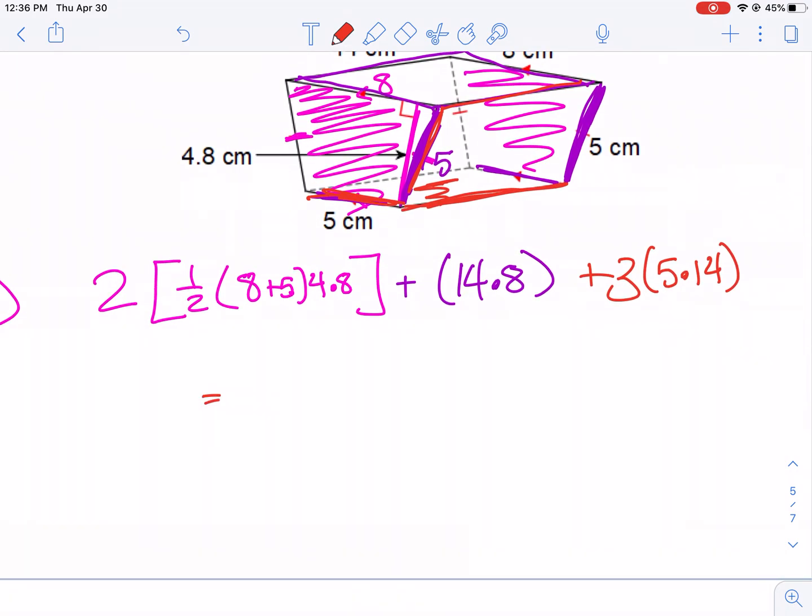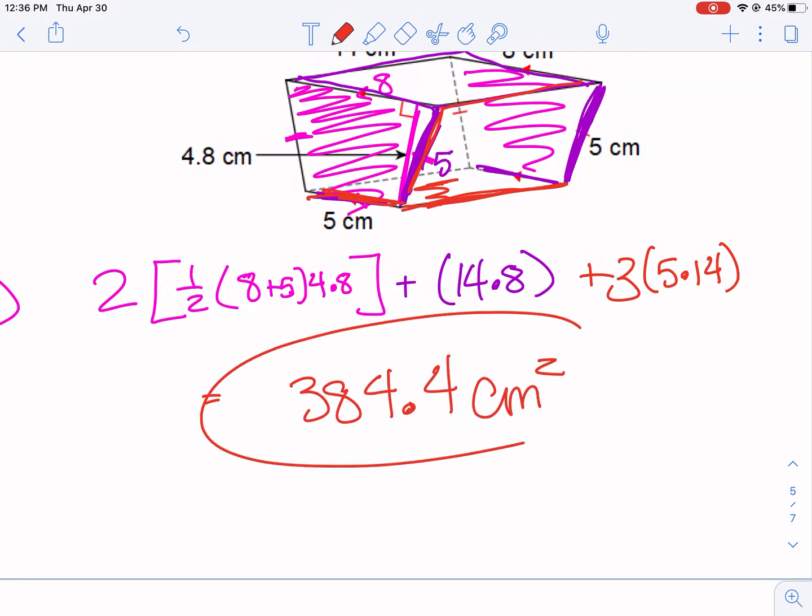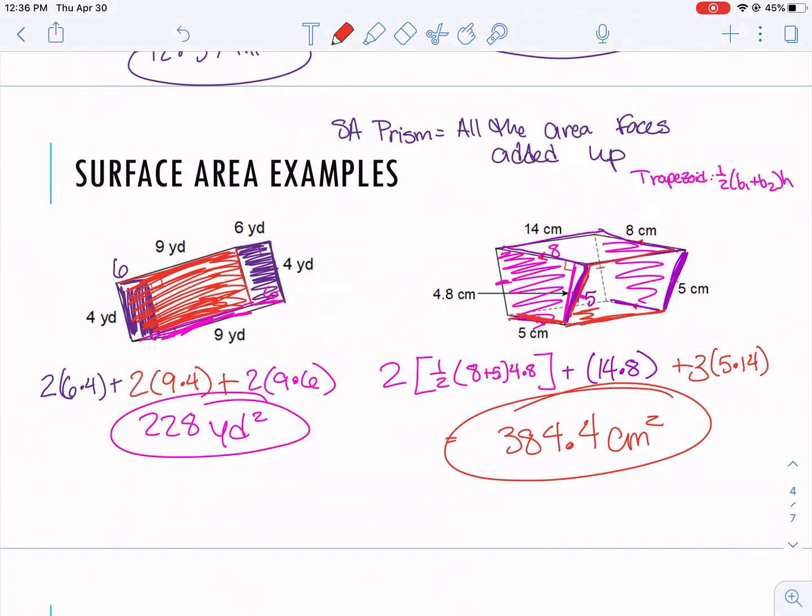So then I'm just gonna type this in all at once into my calculator. Times 4.8 plus 14 times 8 plus 3 times 5 times 14. And then this one's gonna be a somewhat large one, 384.4 centimeters squared. So there's that surface area, okay?